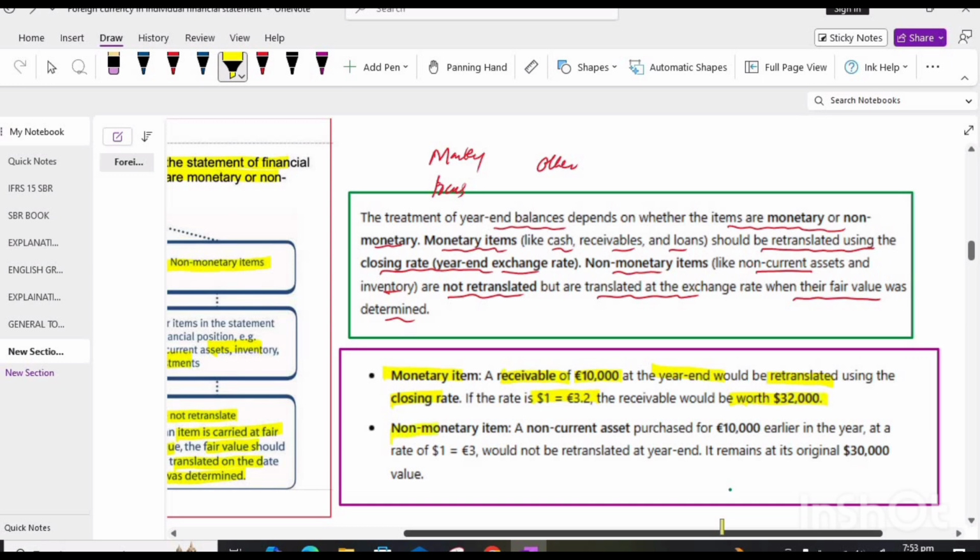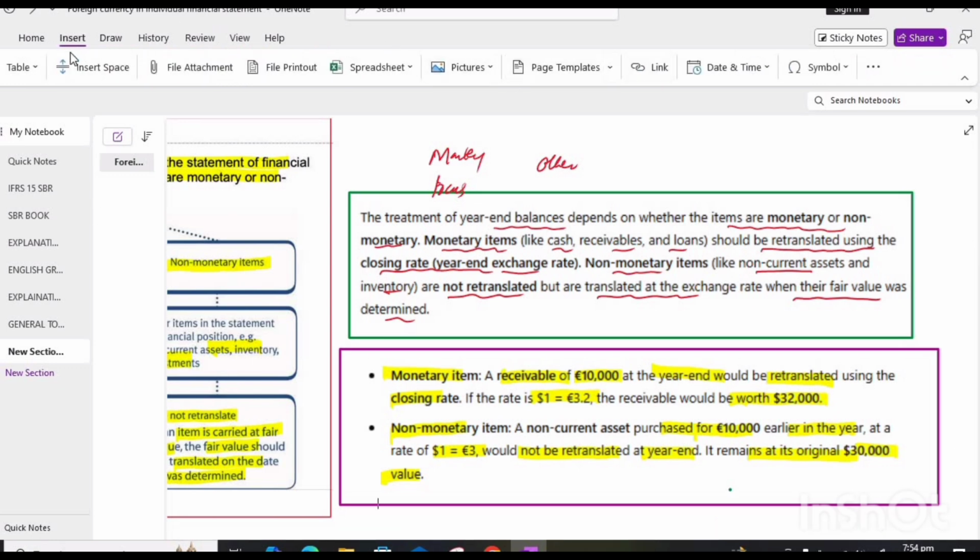Now let's say you have a non-monetary item, for example a non-current asset purchased earlier in this year for this amount, and now the rate is this one. So this should not be retranslated. If this is valued at cost, it is not translated; if they are using fair value, then definitely you have to translate using the rate at the end of the year. So you see here, not to be translated, its original value will be this one, 30. I hope you guys are understanding what we are talking about. Clear?